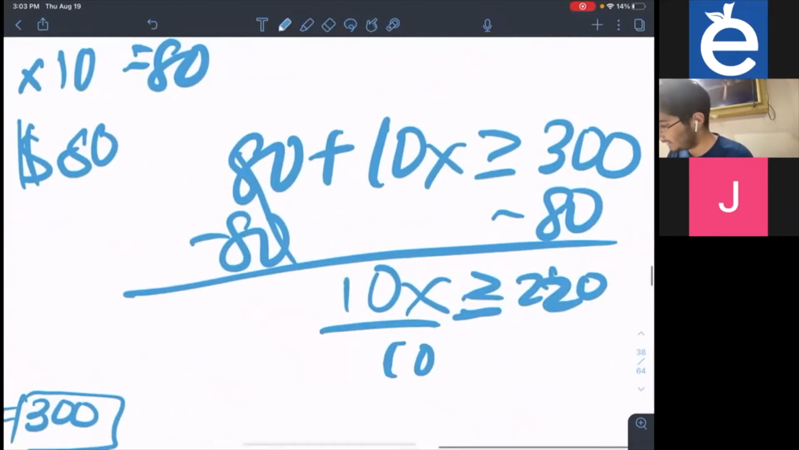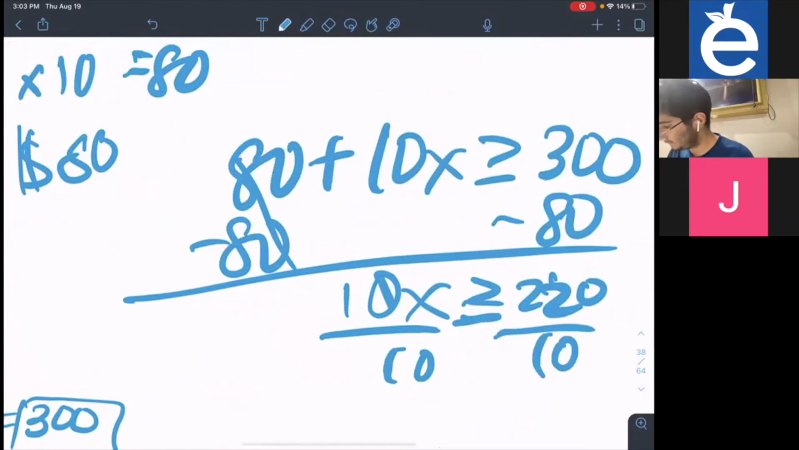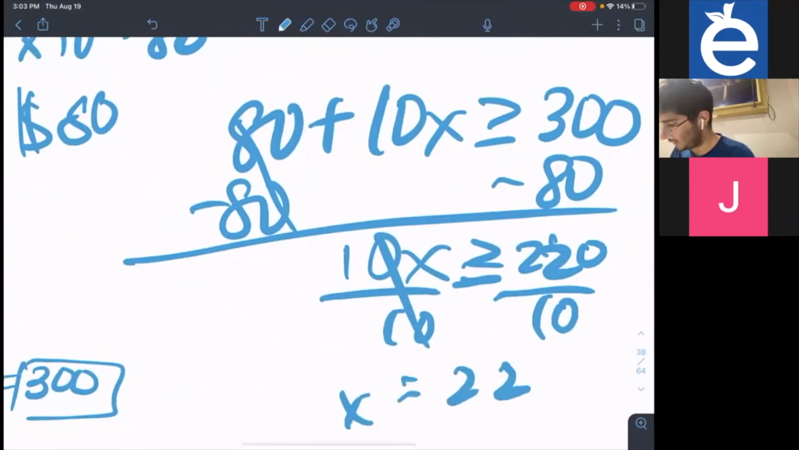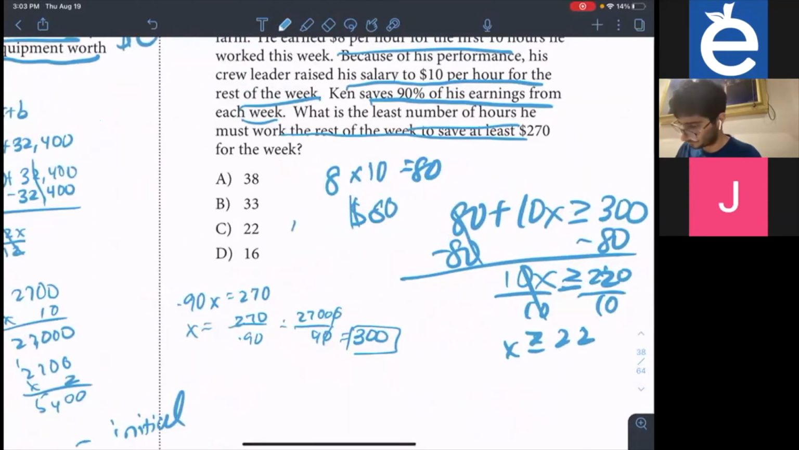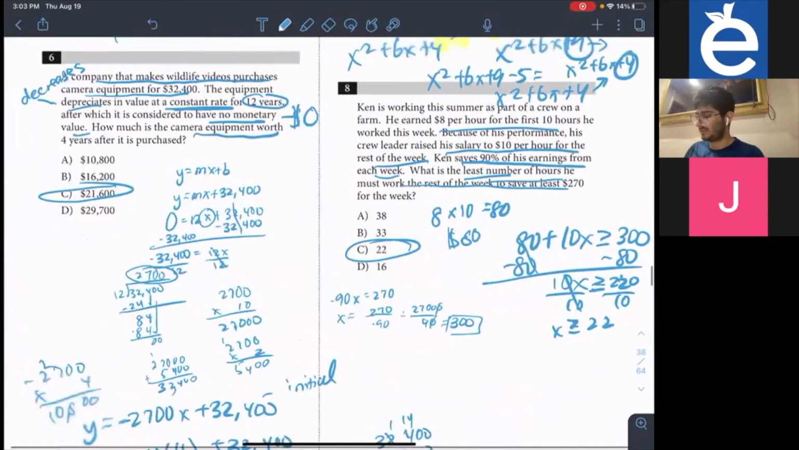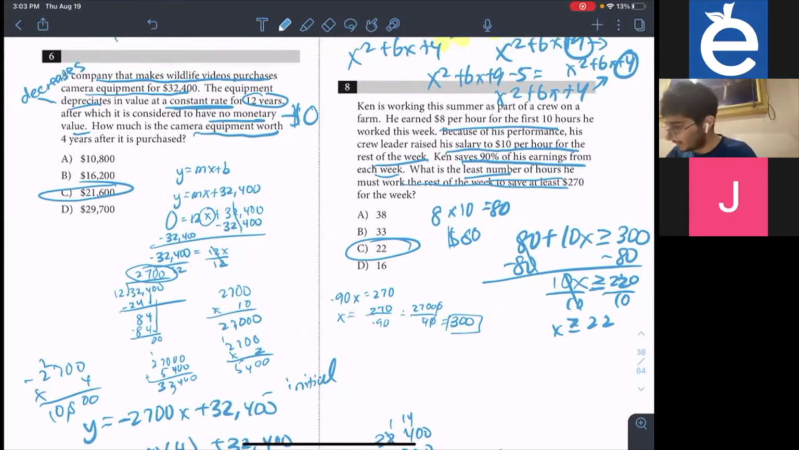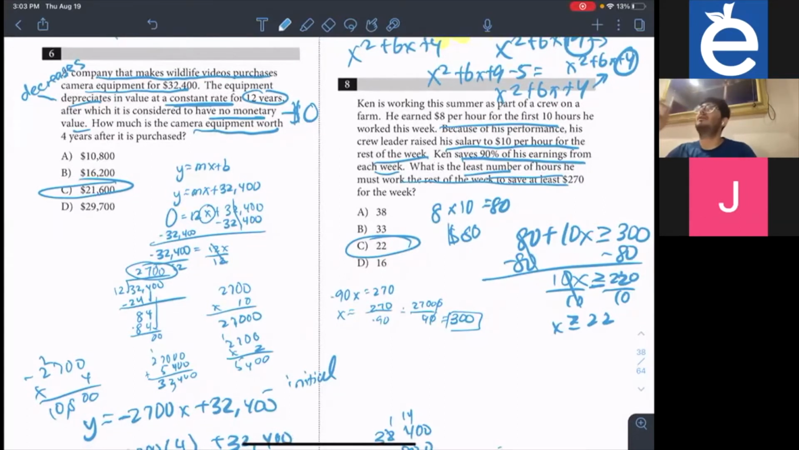And then divide it by 10. And then you get x is greater than or equal to 22, which is the least number. So 22 is our answer, 22 hours. So 22 is our answer for question 8. Basically you have to break down the problem and understand what each part is saying, and then use that to make an equation and solve for what you're looking for.